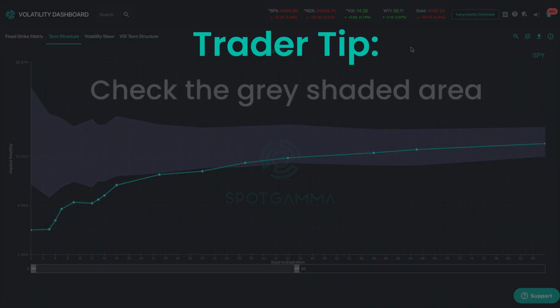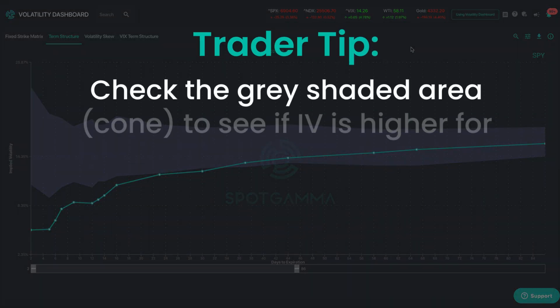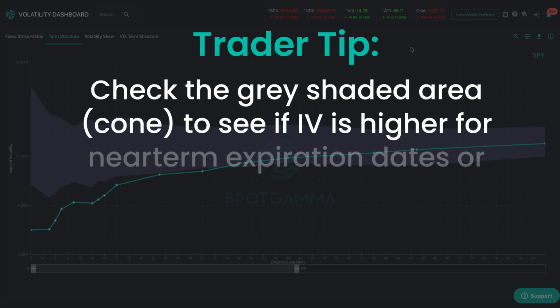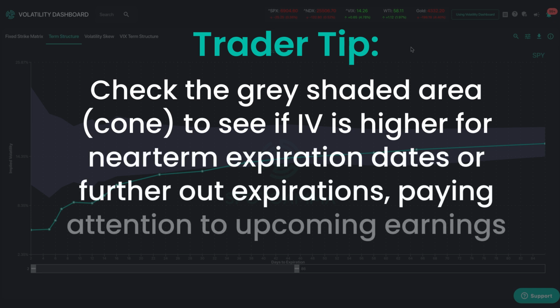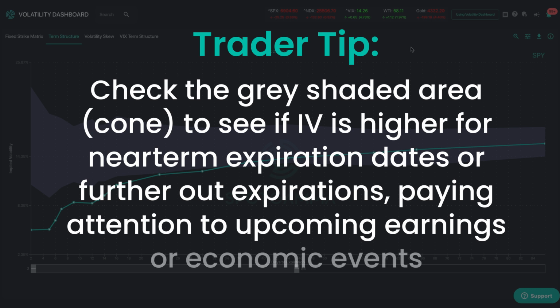Trader tip: check the gray shaded area, the cone, to see if IV is higher for near-term expiration dates or further out expirations, paying attention to upcoming earnings or economic events.